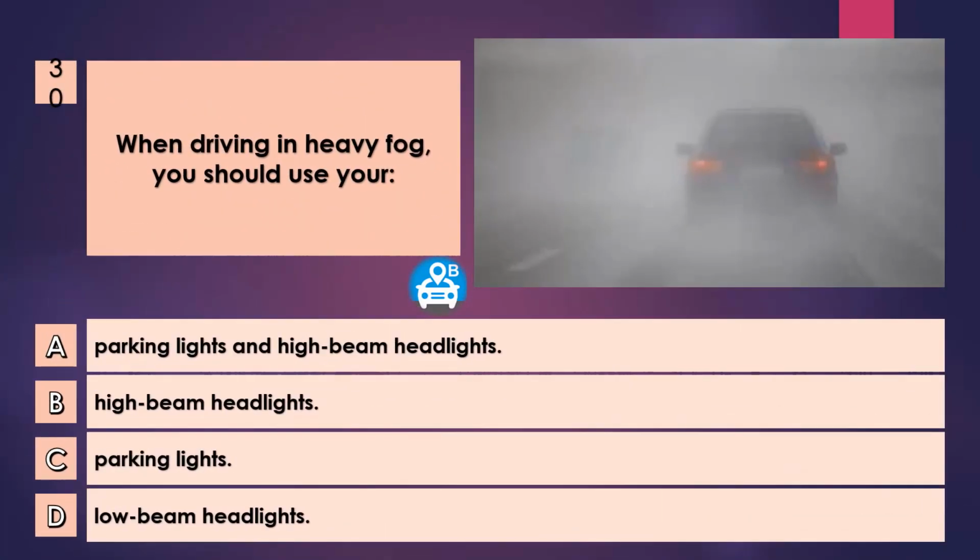When driving in heavy fog, you should use your: A. Parking lights and high beam headlights. B. High beam headlights. C. Parking lights. D. Low beam headlights.